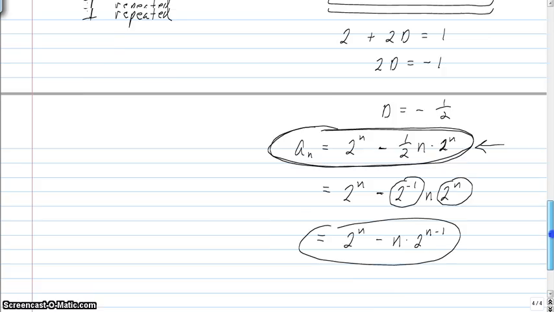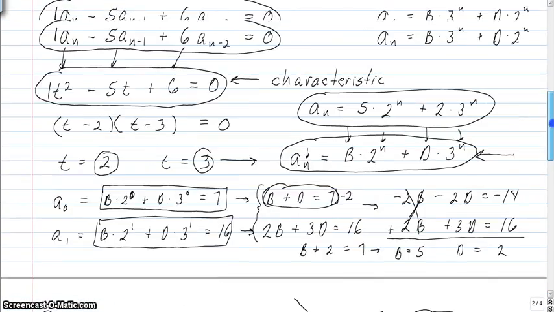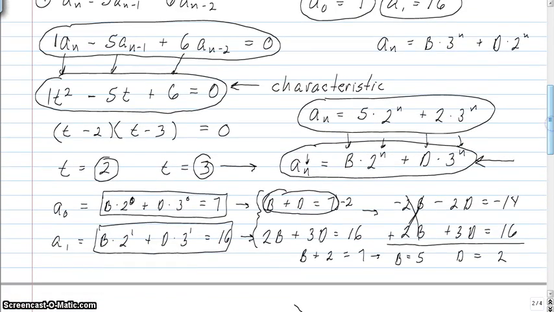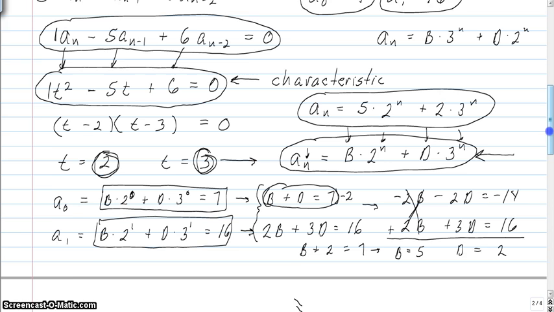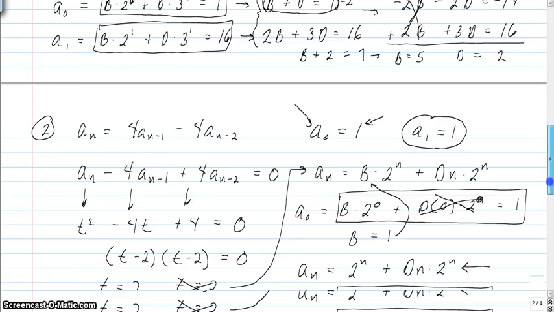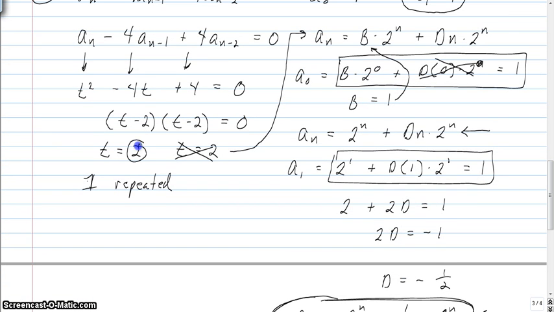And so those are our two examples. Those are the two cases that we'll see. One where you get two different solutions to your characteristic, and the other case is where you get one repeated solution to the characteristic.